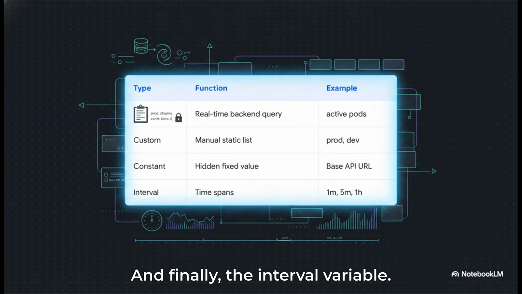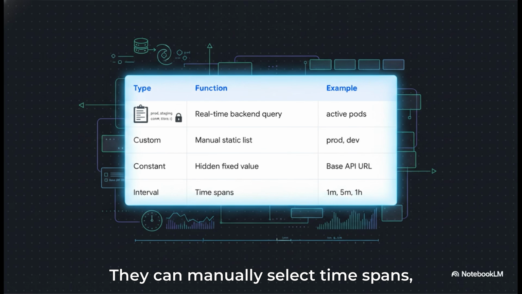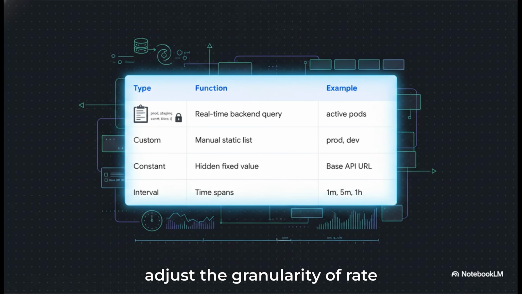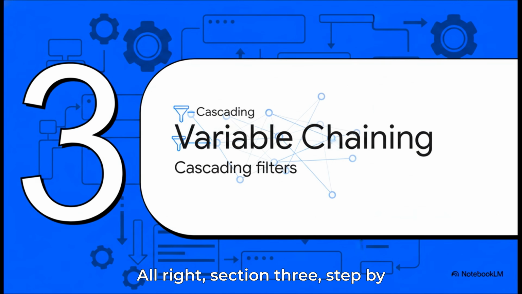And finally, the interval variable. This hands over temporal precision to your users. They can manually select time spans, say 1 minute, 5 minutes, or an hour, to dynamically adjust the granularity of rate functions and visualizations. All right, section 3, step-by-step variable chaining.